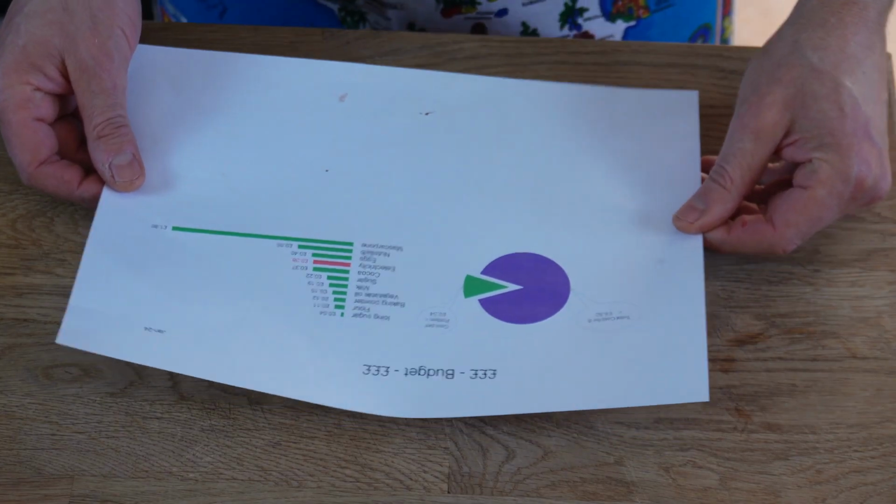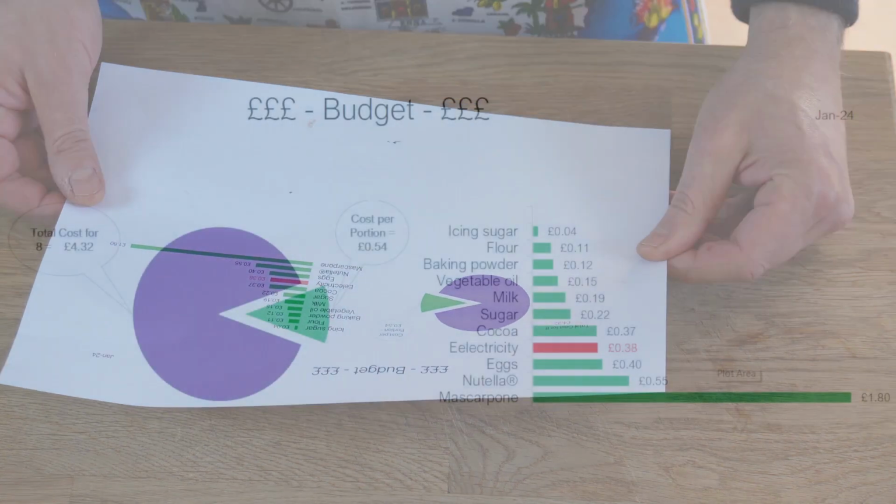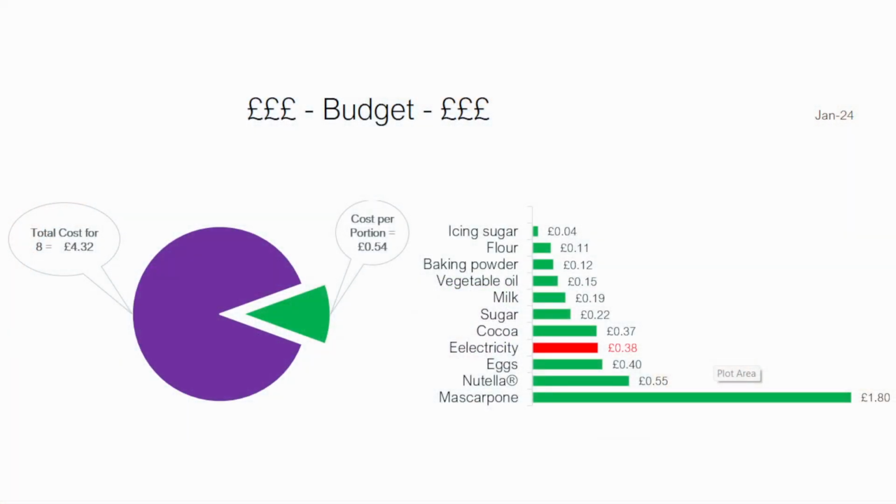I have produced a little budget for this cake, and I aim to do something similar for future recipes where possible. This presentation shows the cost of the cake in total. On the left hand side you've got a picture which shows that it's costing me £4.32, and that will do 8 people, and the cost per portion would be 54 pence. I think it's pretty good. On the other side you will see a little graph showing the cost for each ingredient, including the cost of electricity, which is in red, as it is the only non-food item.